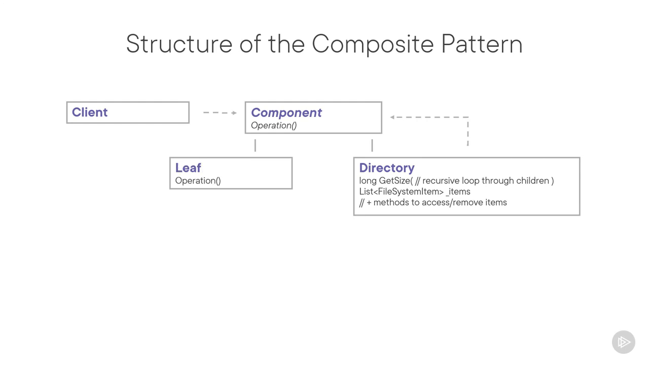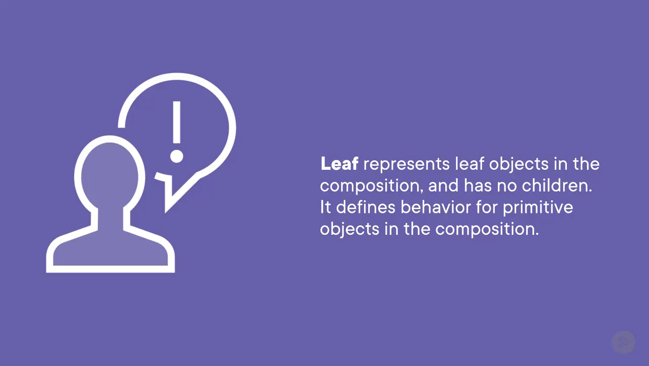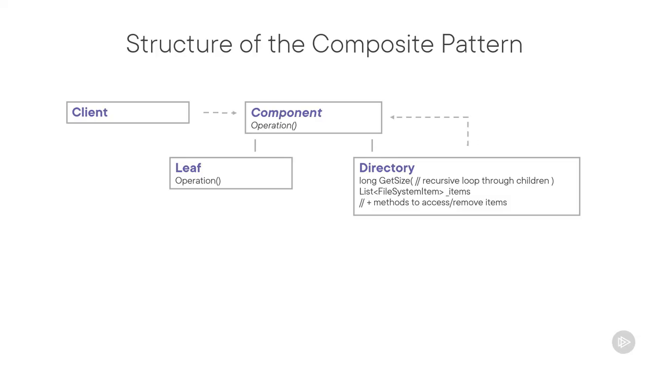In our case, that's the file class. This one does not have children. It derives from the component and it implements the common operation. So, behavior for the primitive objects in the composition is a responsibility of the leaf.